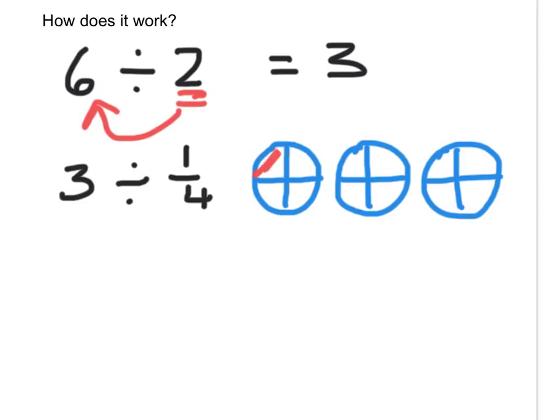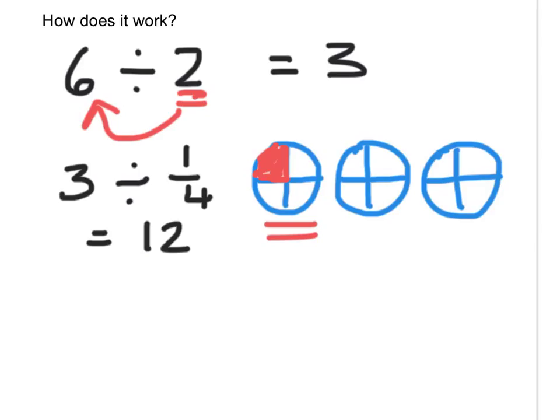One of these little areas here that I've shaded in red is a quarter of a pizza. And how many quarters does it take to make up 3 pizzas? Well, we have 1, 2, 3, 4 quarters to make up 1 full pizza. So to make up 3 full pizzas, it's 12. So the answer is 12. And if you notice, that's the same as multiplying 3 by 4.